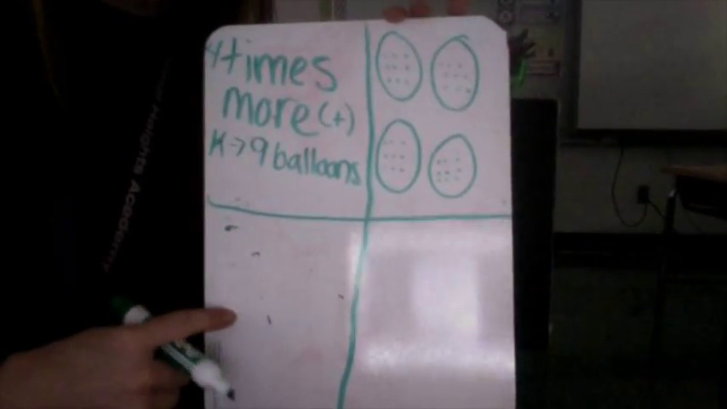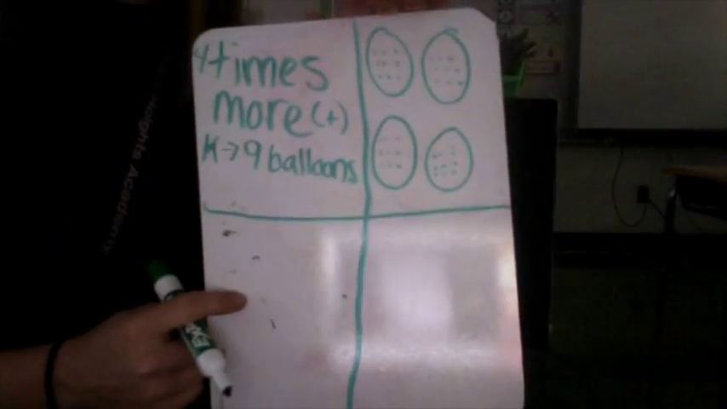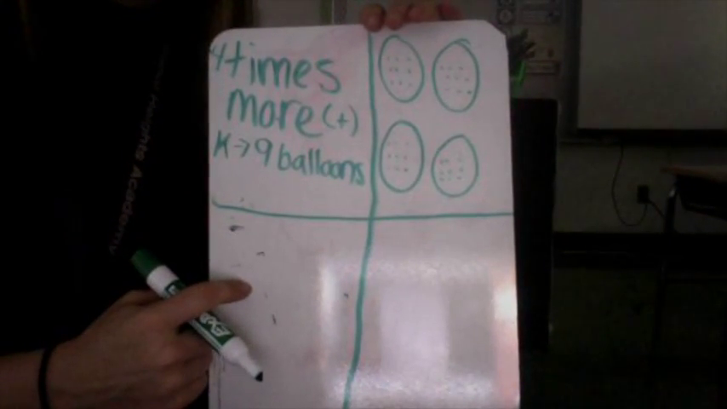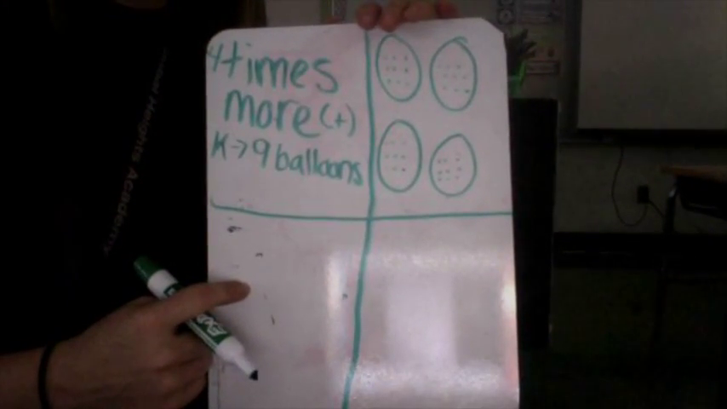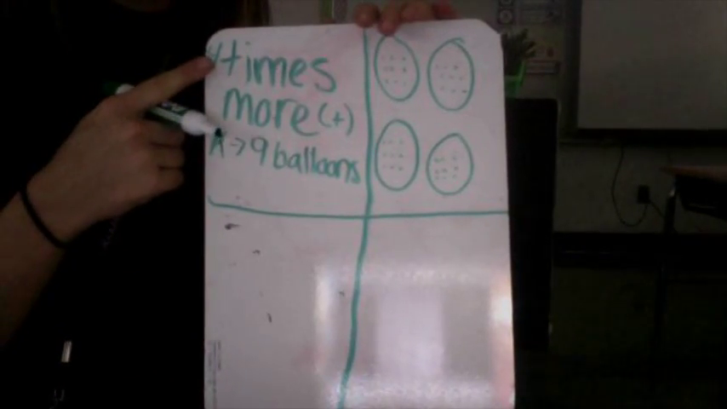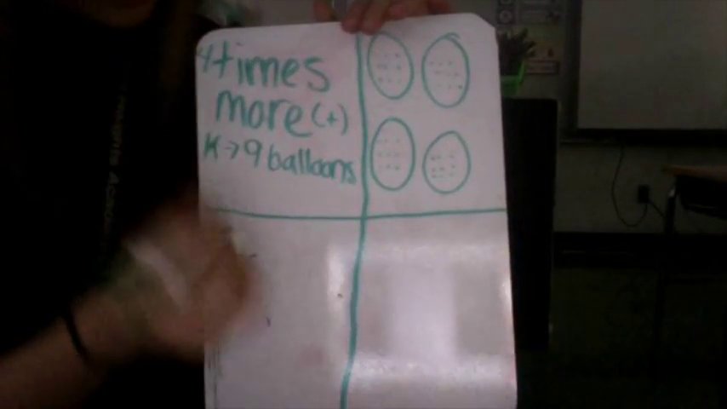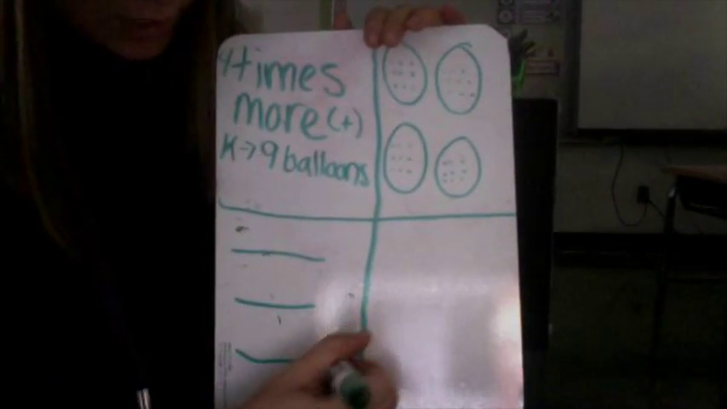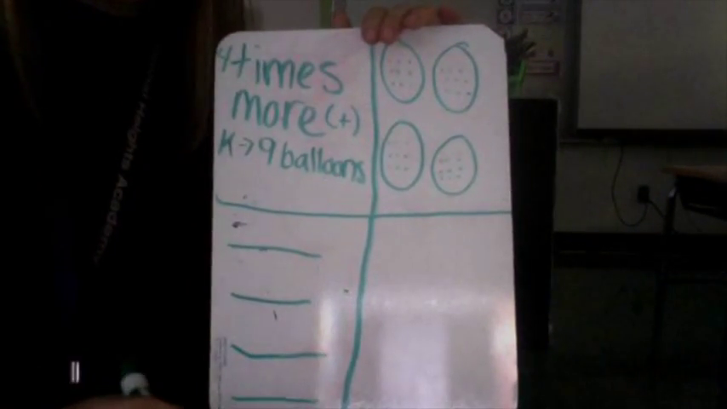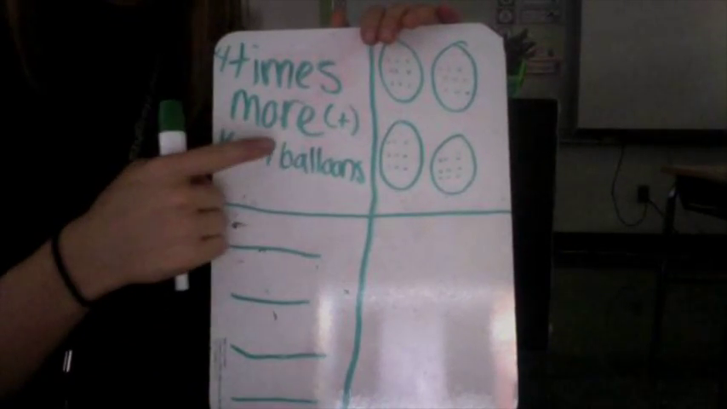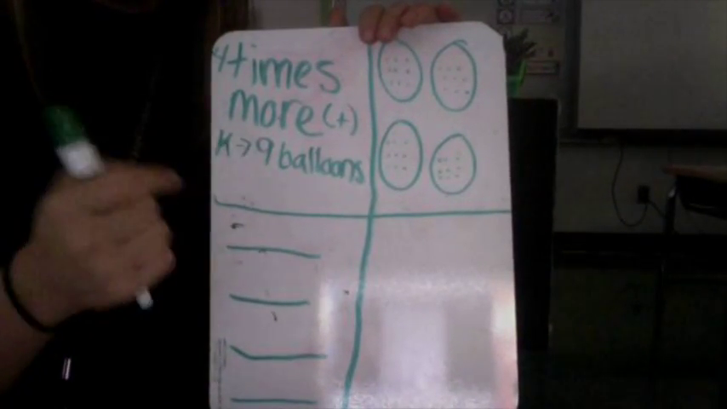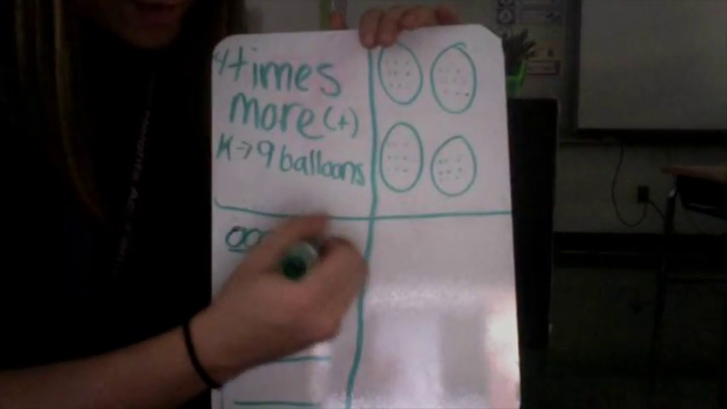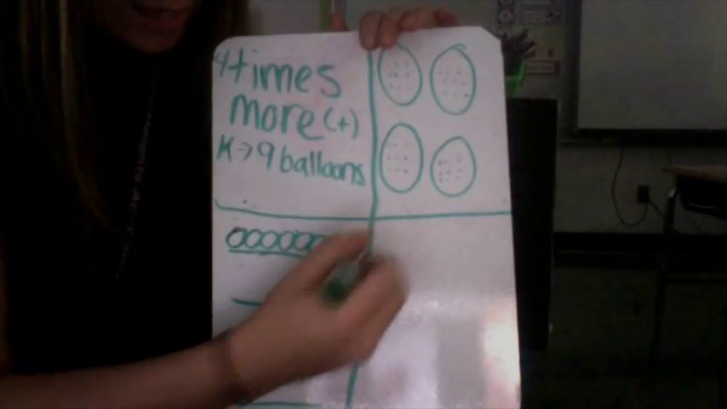Down here in the box, I know we normally do our solve, but I want us to go ahead and draw the array for this problem. So we know that we're going to have 4 equal groups because he's got 4 times as many balloons. So 4 groups. 1, 2, 3, 4. And then there should be 9 balloons in each row. 1, 2, 3, 4, 5, 6, 7, 8, 9.